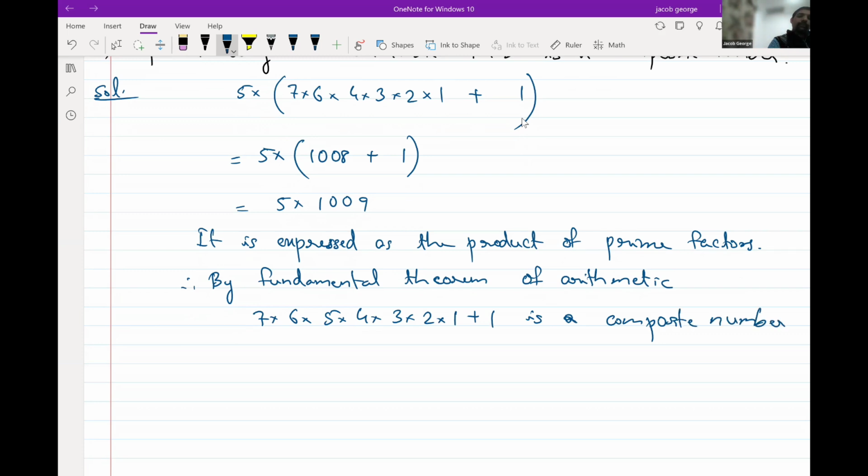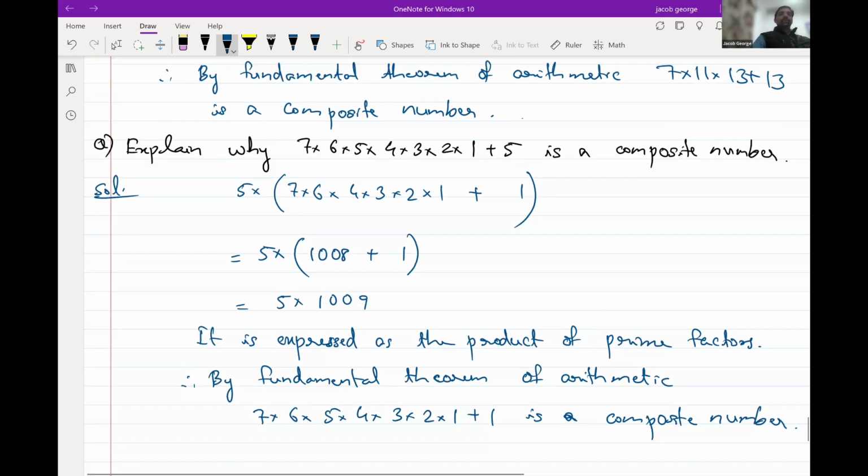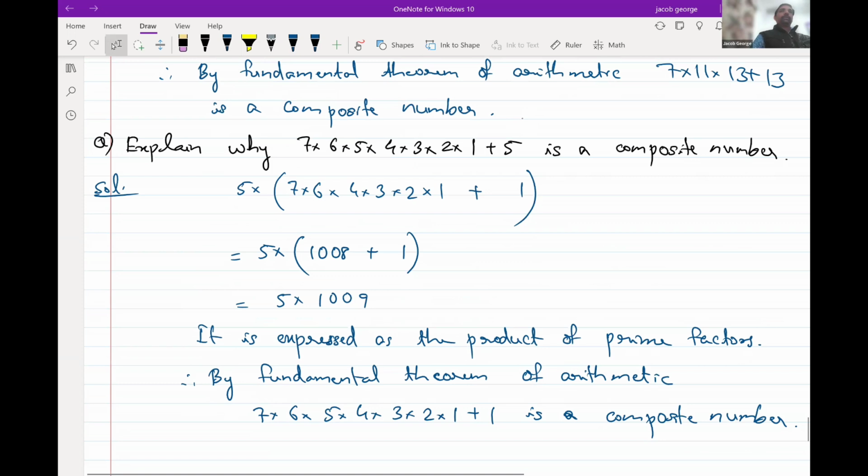Because that is our fundamental theorem of arithmetic statement. Every composite number can be expressed as a product of prime factors. Yes, at the end we express it as a product of prime factors. All are convinced with this one, last step, right? So that is the reason we write this as a composite number. Is it clear? So this type of question also comes in the examination for 2 markers.